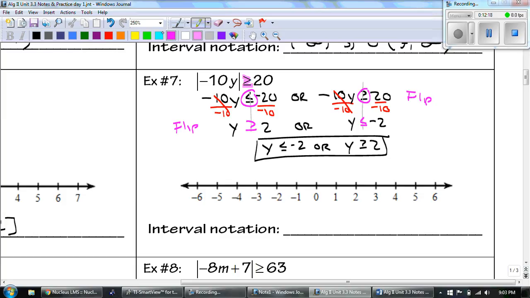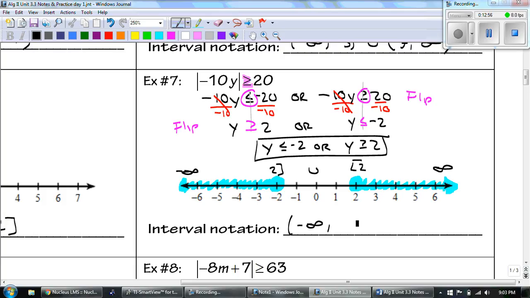Okay, and now that they're in order, it's going to be a lot easier to graph. So at -2, I'm closed, and I'm going to shade to the left. And then at +2, I'm closed, and it's greater than, so I shade to the right. So interval notation, -infinity to 2, and I'm closed. This is our break. And then 2 to +infinity. And the only thing that's different is with our closed points, we have to use the bracket.